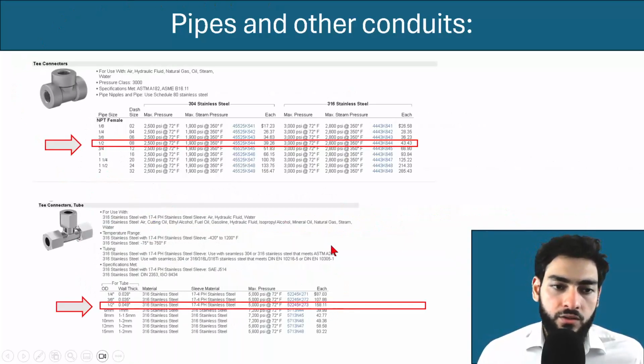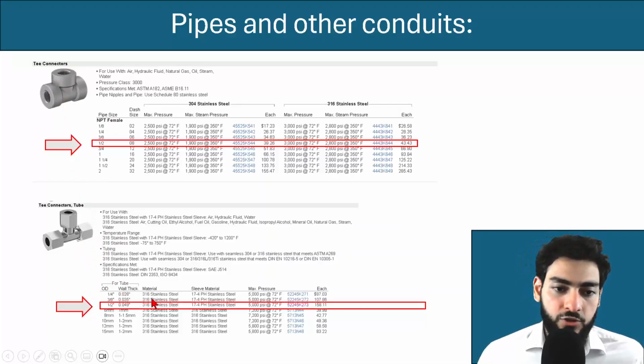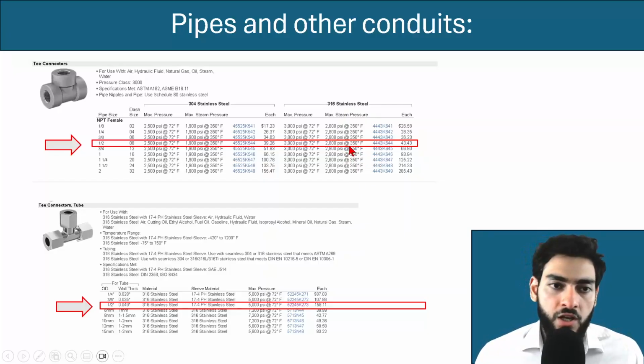Over here, I just wanted to show you the difference between a 1/2 inch T that is using NPT fittings, so this essentially connects pipes, and a 1/2 inch T that connects tubing, for instance. Let's look at 316. This is the McMaster-Carr website. It could show you the pricing for both and also some parameters. So you see the 1/2 inch T could handle 2,800 psi at 350 Fahrenheit. You could see the 1/2 inch tubing over here could handle 5,000 psi at 72 Fahrenheit.